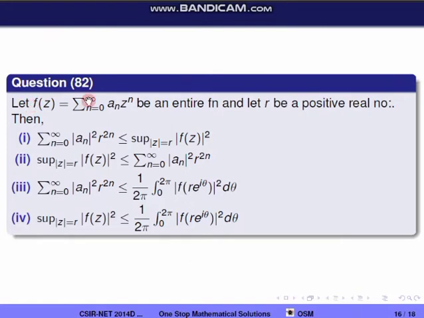Next question, question 82. Let f of z is equal to sigma n is equal to 0 to infinity a n z bar n be an entire function, and let r be a positive real number. Then, so they are given a function here. We have to check which of the following options is true.